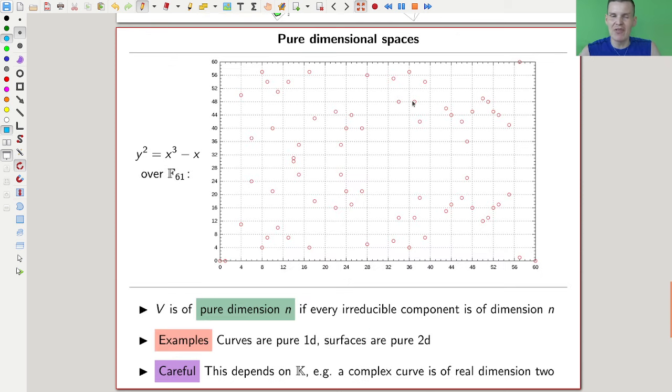And why do we want to do that? Well, because it really depends heavily on the field. So let me just do the following definition. I call a space pure dimensional if all irreducible components have a certain dimension. So curves one-dimensional, surfaces two-dimensional, and so on. But this really heavily depends on the field. So a complex curve, for example, is already a two-dimensional object, although it sounds like it's one-dimensional. Over finite fields, it gets even worse. So here's a curve over a finite field, and it's just a bunch of points.